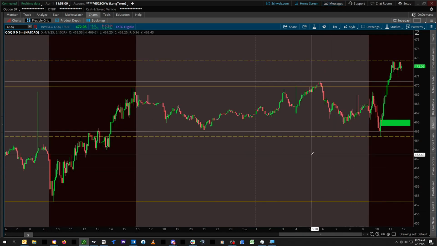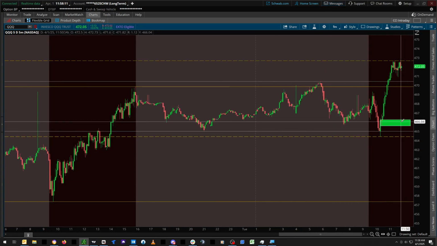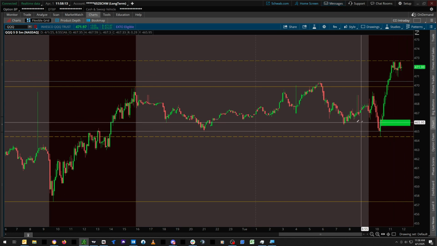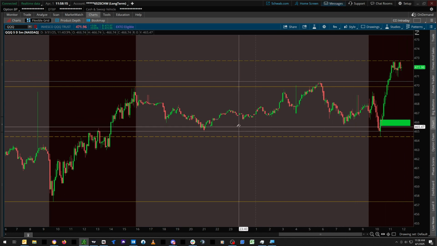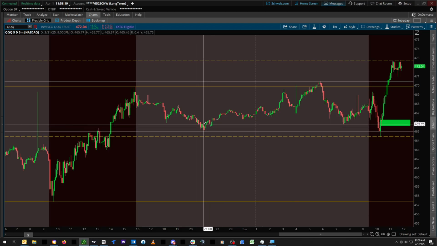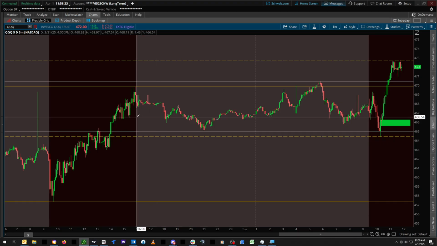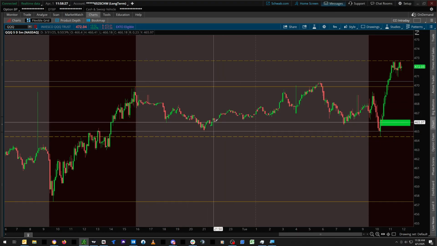Do we see, and notice this, follow the line of my cursor to the left and see what we see right there. We've been here before. All right? We've been here before. Okay. And that was a buy.